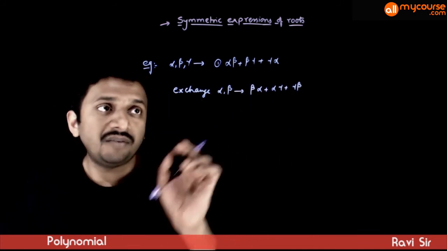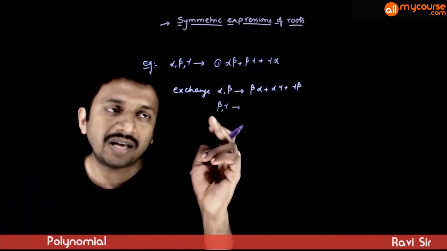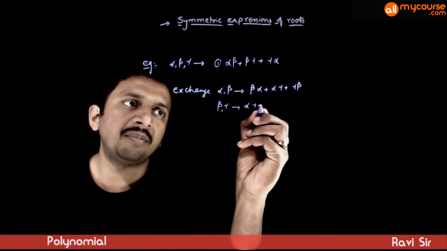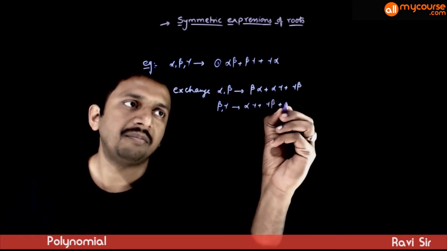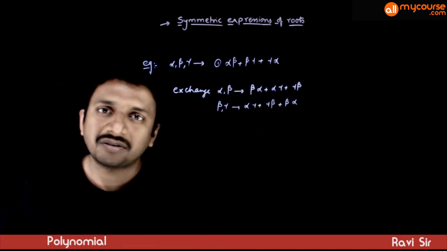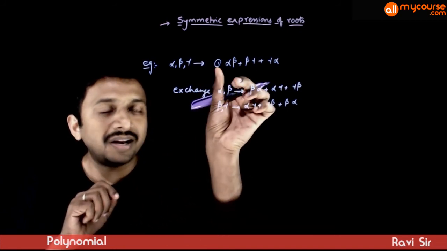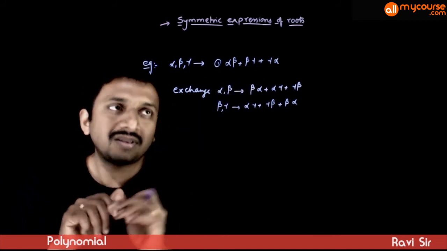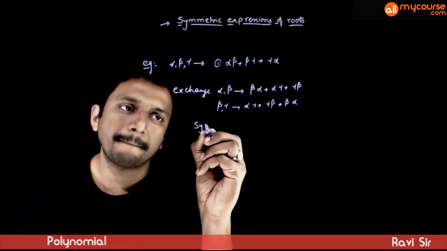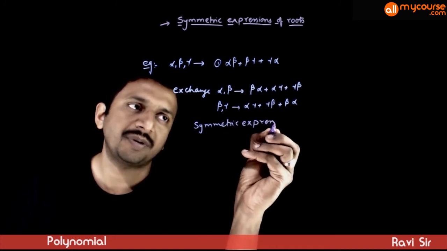In the same way, if you exchange beta and gamma, instead of alpha beta, you exchange beta with gamma. So what happens? Alpha gamma plus gamma beta plus beta alpha. Again, you get the same expression. So the expressions like these, where on interchanging any of the two roots, the expression does not change, is called a symmetric expression.